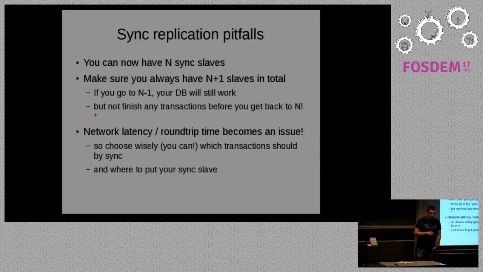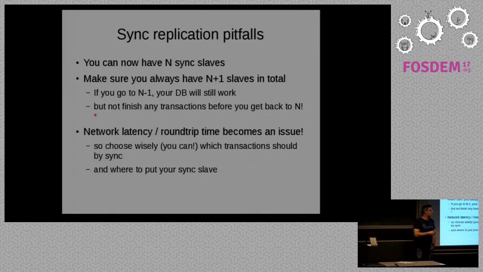Network latency. So if you have a synchronous slave in America and you're in Belgium, I don't know what exactly the round trip would be from here to New York, but half a second, something like that. Every commit will travel half a second, and it will wait for another half a second until it gets a reply back. Do that with 10,000 TPS, you're fine. You're not well. So choose wisely, right?